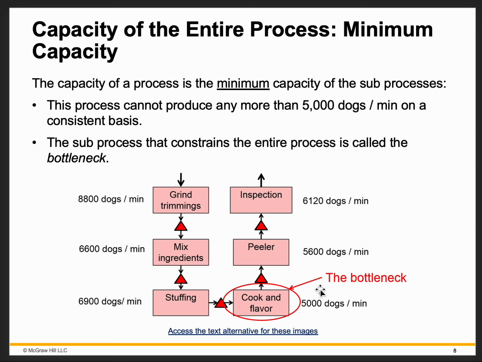So even the grinding machine will only make 5,000 hot dogs in a minute, because if they made more, then the whole process would basically grind to a halt. Or you just have a lot of work in process inventory left over. And because this is perishable goods, you don't want work in process inventory left over there.